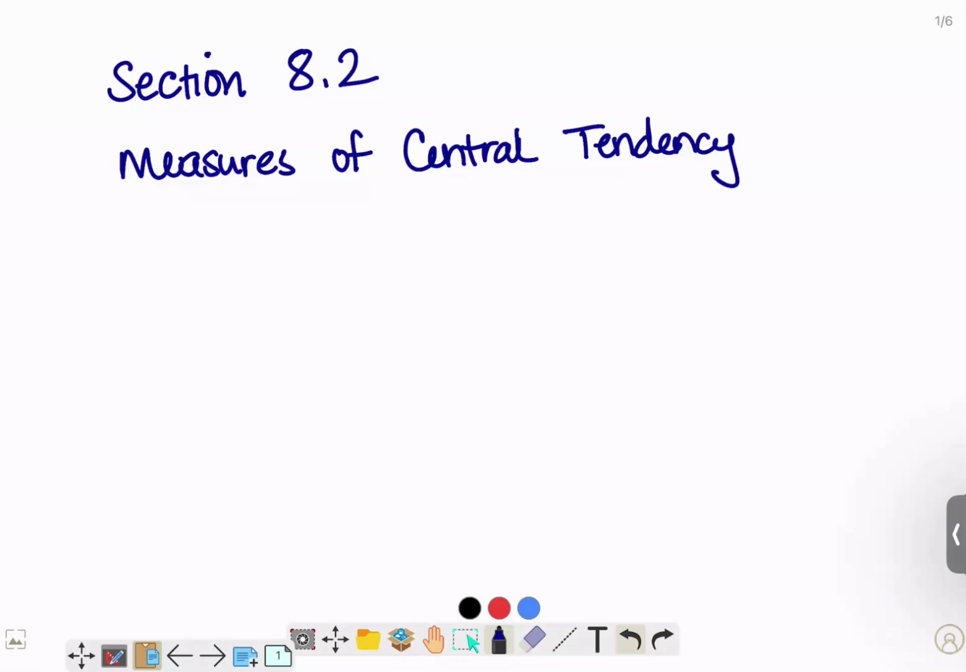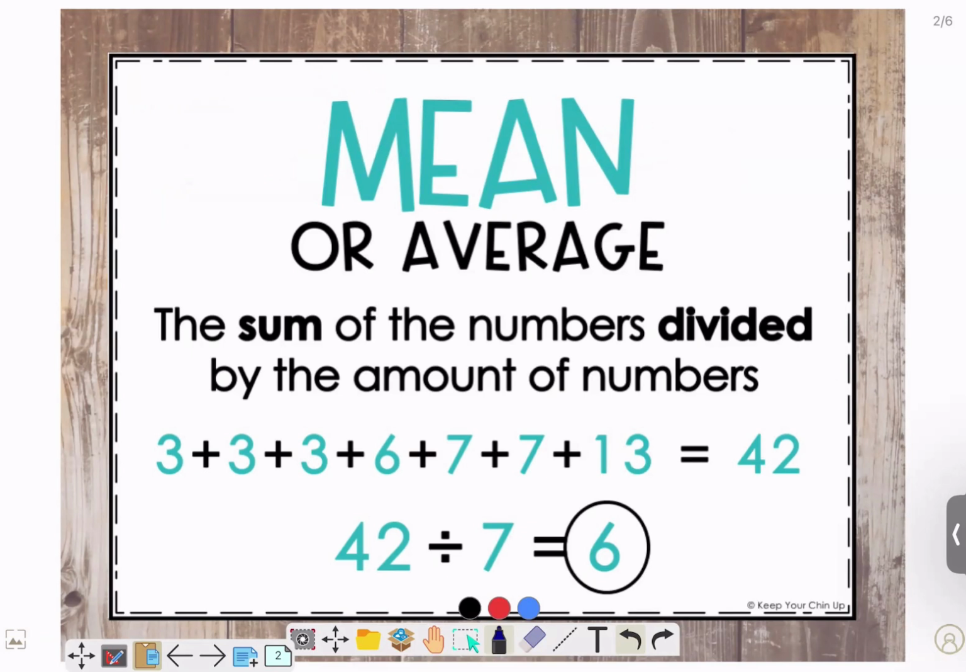Section 8.2 is usually a favorite of students because it is very familiar, something that you have likely seen before. We'll be talking about three measures of central tendency: mean, median, and mode. So given some data set, some collection of data, essentially a set of numbers or values, the mean is the average of these numbers. So to calculate it, you just add them all together and then divide by the number of numbers that you had. So the number of values in the data set.